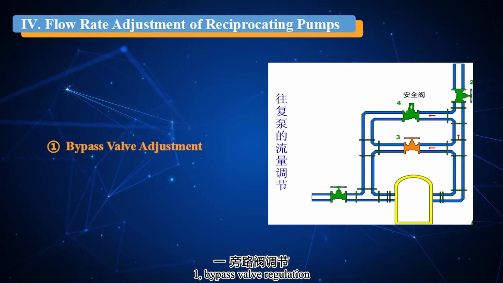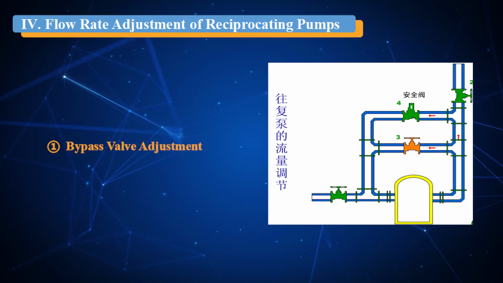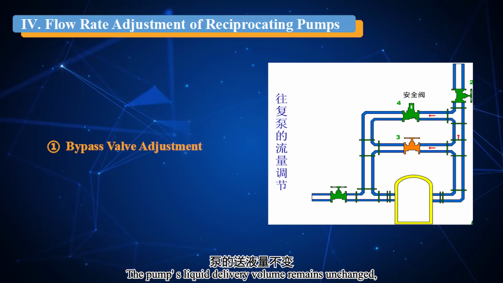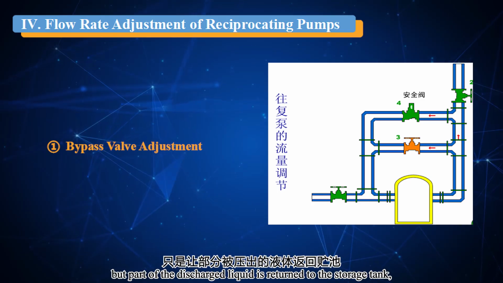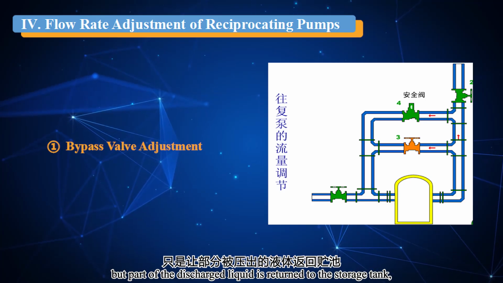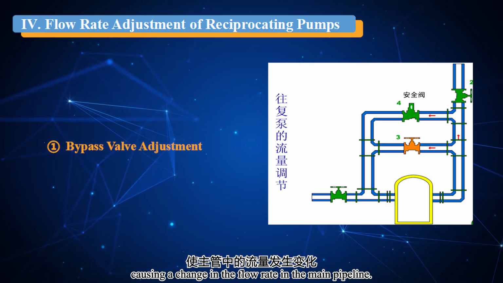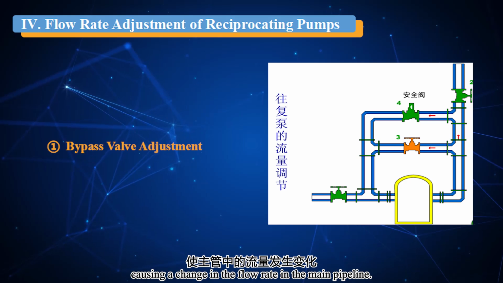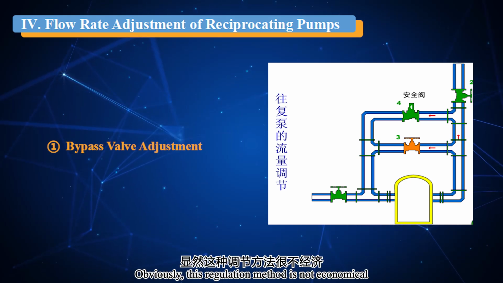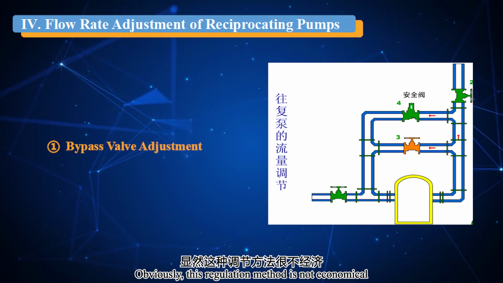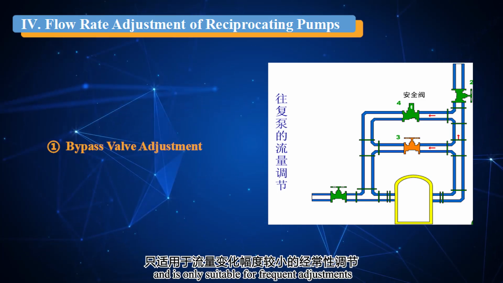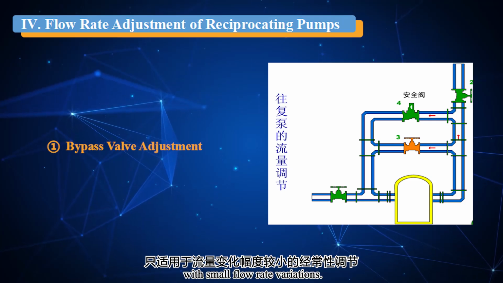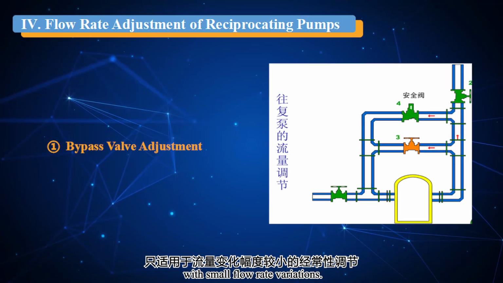First, bypass valve regulation. The pump's liquid delivery volume remains unchanged, but part of the discharged liquid is returned to the storage tank, causing a change in the flow rate in the main pipeline. Obviously, this regulation method is not economical and is only suitable for frequent adjustments with small flow rate variations.